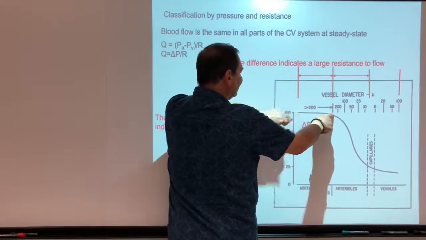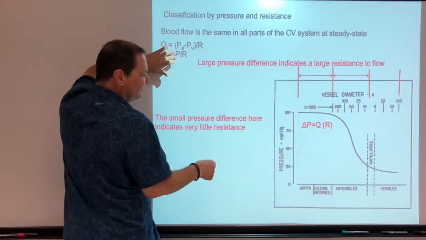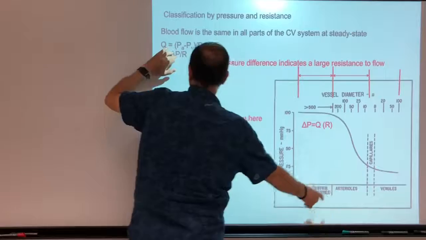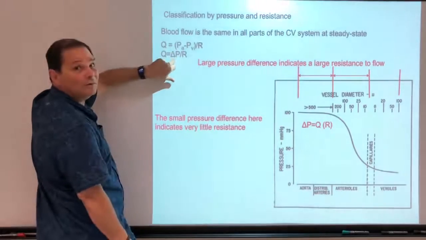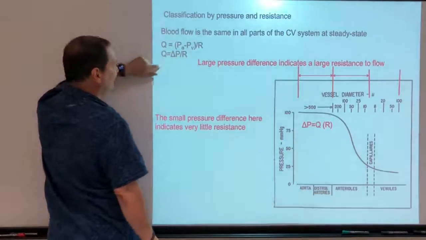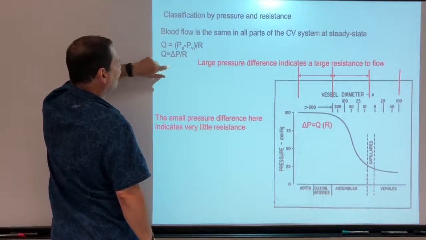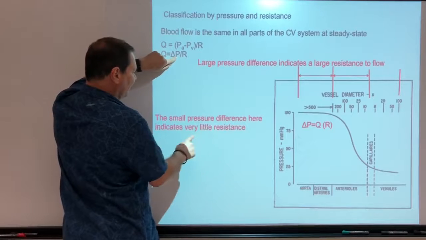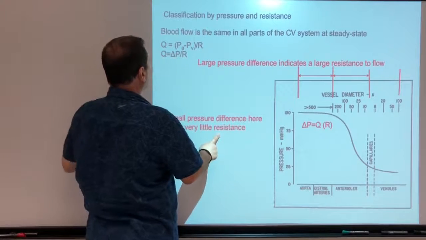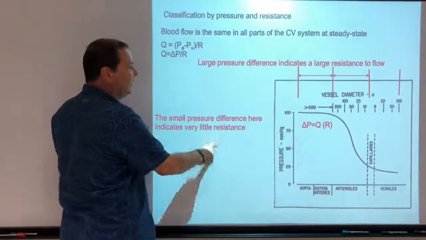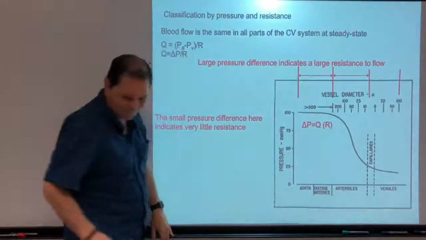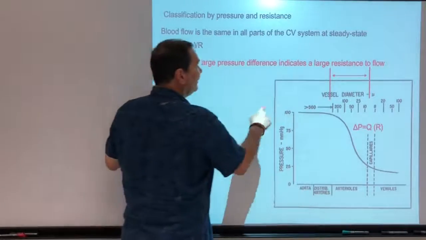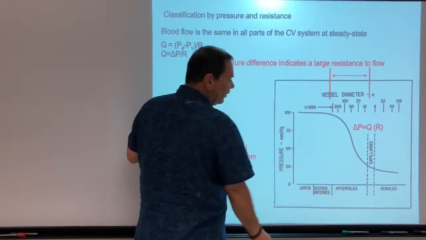And what that means is that delta P from the beginning of the aorta to the end of the large arteries is relatively small. So if delta P is small, then that means that the resistance must be small as well, okay? On the other hand, if delta P is large, then we must be looking at a large resistance to flow.